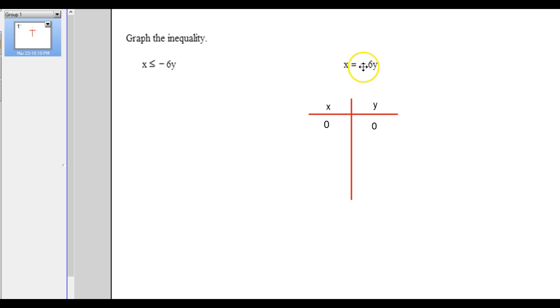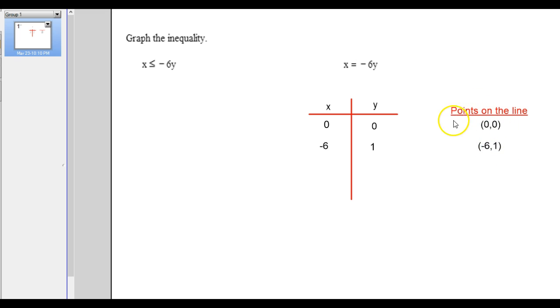Again, this is an inequality, but this is a line. So 0, 0 is a point that's on this line. Now we did 0, the easiest number in math to work with. The next easiest number to work with is 1. So now I'm going to let y change from 0 to 1. Now y is 1. X is equal to negative 6 times whatever y is. So I multiply whatever I have for y by negative 6. Negative 6 times 1 is negative 6, and there is a second point. Now I have the second point on the line: 0, 0, and negative 6, 1.